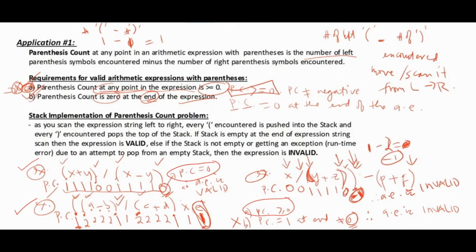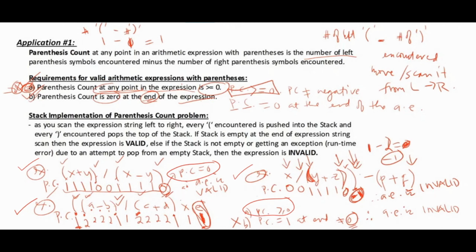When the parenthesis count is less than 0, just like in the third example, when the parenthesis count is -1, it means that there are more right parenthesis symbols found in the expression than the number of left parentheses. And so, since the left and right parentheses are not balanced, the arithmetic expression is invalid.